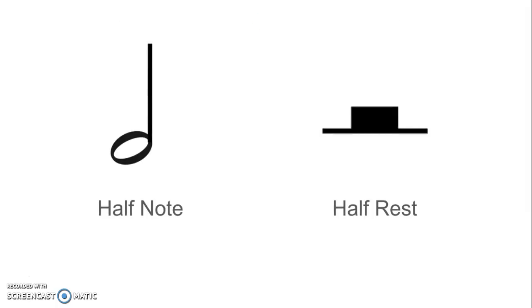So the next one it breaks into is the half note. Half note is also hollow, but it has a stem on it. The half rest looks very similar to the whole rest, except it's flipped. So whole, half, hat. That one looks like a hat. So there's one whole, and a whole breaks down into two halves. So there are two half notes or half rests in the whole.